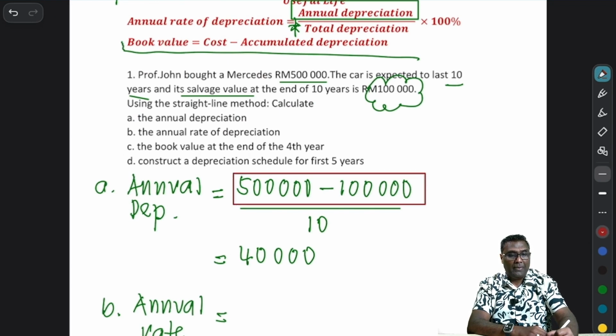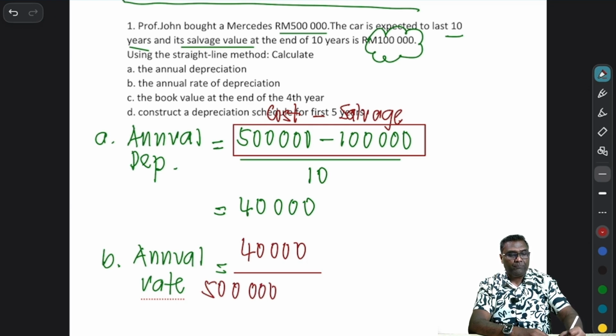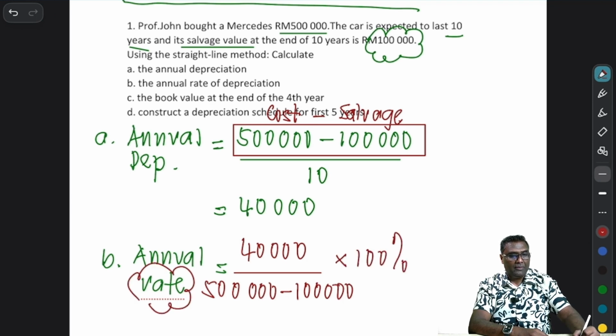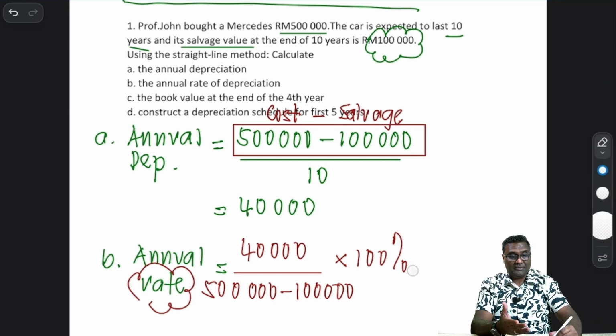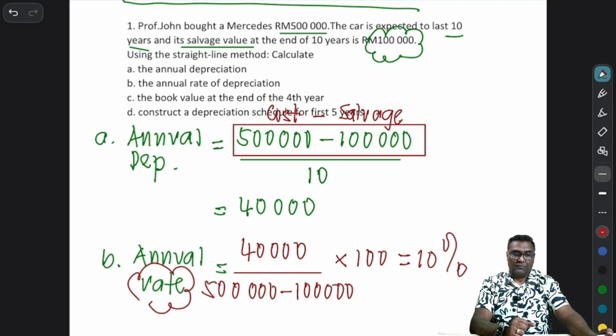The cost minus the salvage value will give us the total depreciation. So in this case, annual depreciation was 40,000. Total depreciation is 500,000 minus 100,000, and I times with 100 because I am looking for rate. So a rate you must times with 100 because you're going to get the answer in percentage. So when you press the calculator for this, you get 10%. This is how I calculate my annual rate.